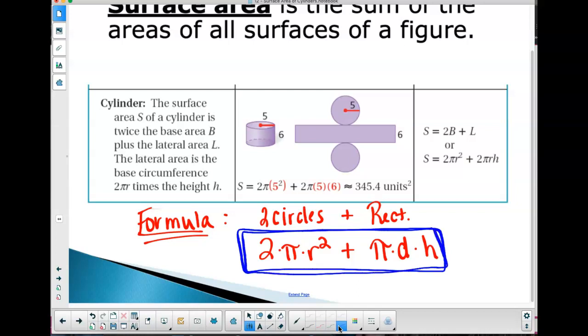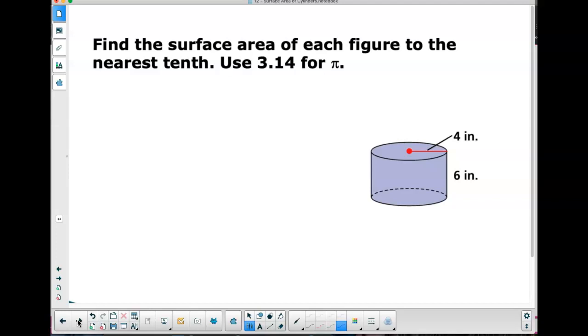Every cylinder is going to work the same exact way. We're going to just plug into that same formula. Are we okay with that? So, let's try this. Here we have a cylinder. It says find the surface area to the nearest 10. We're only going to round at the very end. So I'm going to start by writing down the formula. It was 2 times pi times radius squared. Write that part down. Plus pi times diameter times height.